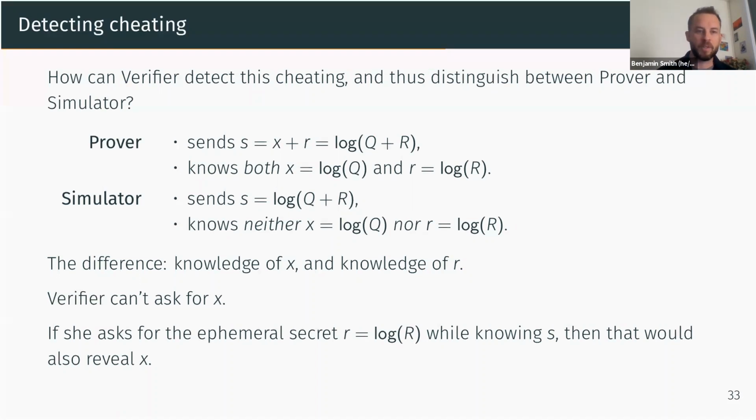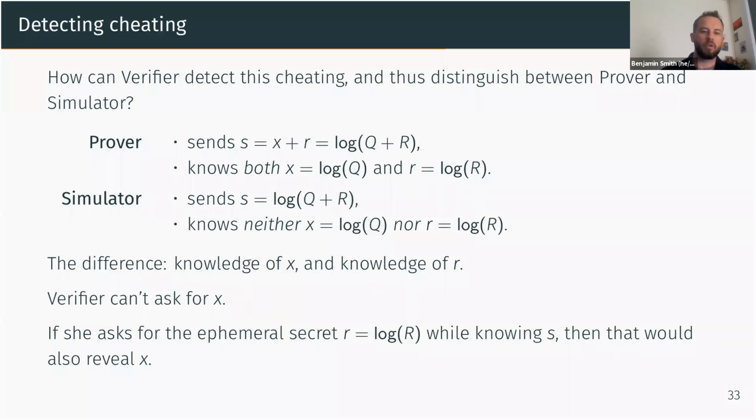So the verifier would say, okay, well, I can't ask for X, because the prover won't give it to me, it's their private key. And you could say, well, I'll ask for the ephemeral secret instead. I'll ask for R. I'll ask them to prove that they know R. But if they give away R and she already knows S, then she'll find out what X is. So she can't ask the prover for R either.